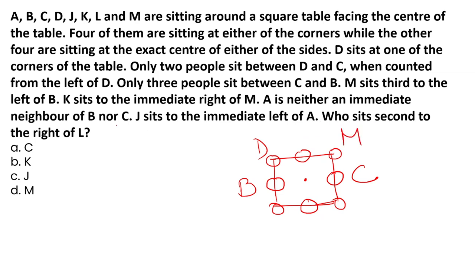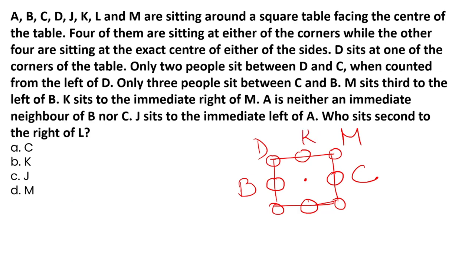K sits to the immediate right of M. Immediate means the neighbor, adjacent to M. Immediate right of M, so right is this side, and this side is left.